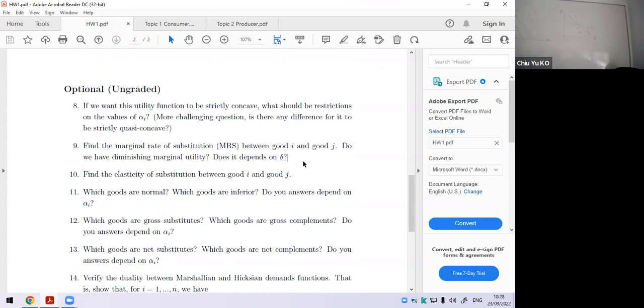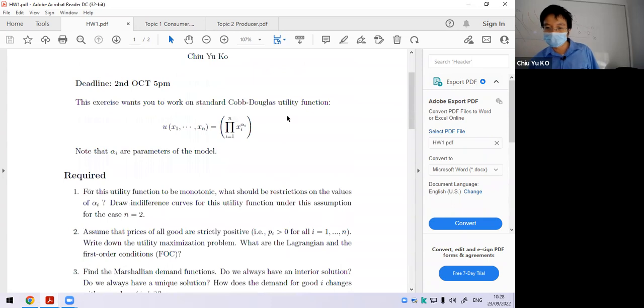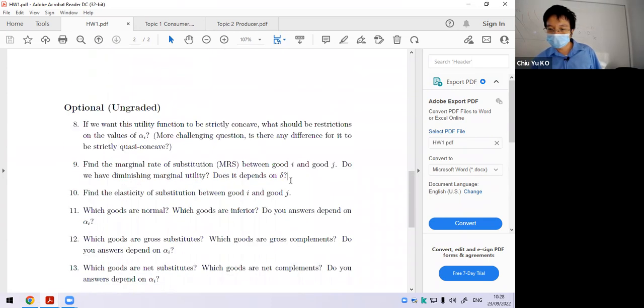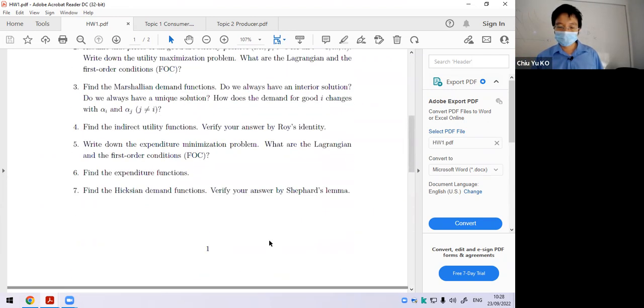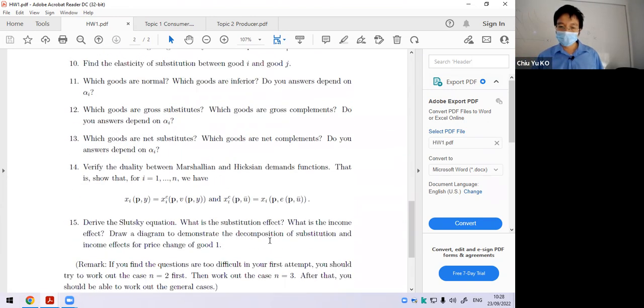There's a minor typo in the ungraded part. Someone told me there's no delta. Actually, there's alpha I. Because there's no delta in the statement, the question is just does it depend on alpha I? So this is the typo I made.